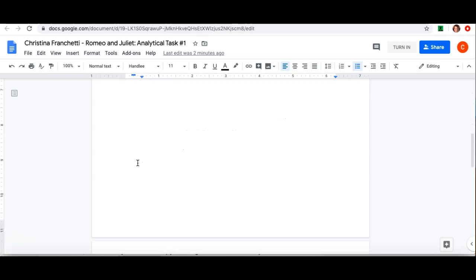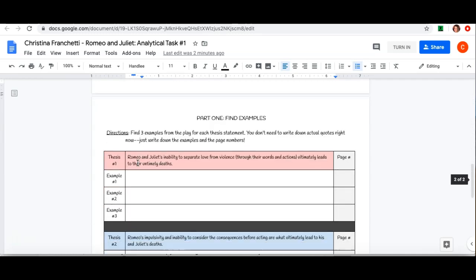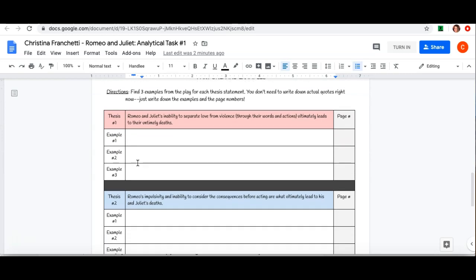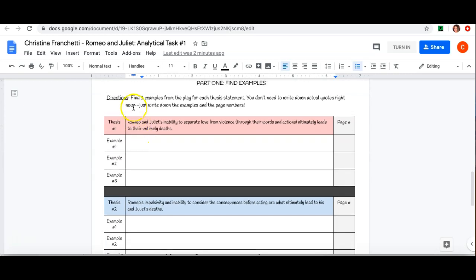Okay, so if you scroll down to the second page, this is where you are going to write your examples. It says find 3 examples from the play for each thesis statement. You don't need to write down actual quotes right now, just write down the examples and the page numbers.